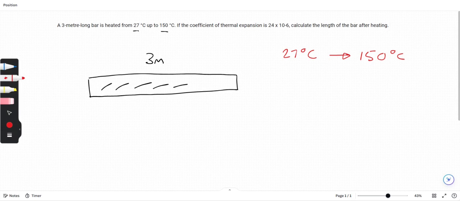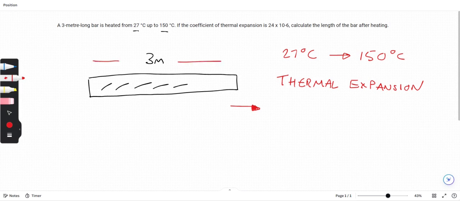Which is going to make it expand because we're doing thermal expansion. All right, so thermal expansion. So this metal bar is going to expand a bit. For now, we're just going to be going that way. So obviously, when you heat things up, they expand a bit, don't they? But we're just going to go in one direction. So it's going to be warmed up. It's 3 meters long. It's going to expand a bit.